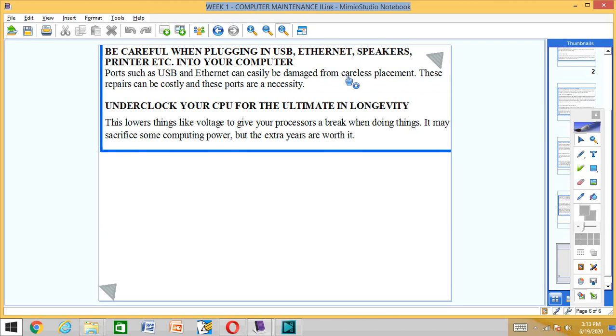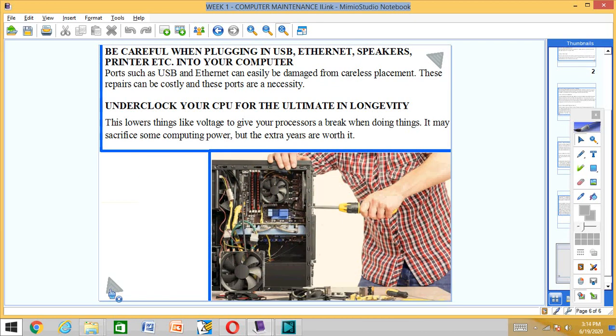Finally, underclock your computer CPU. It means that you should not allow it to work at the highest level so that it will last longer. The image here shows a computer engineer carrying out maintenance on the computer system.